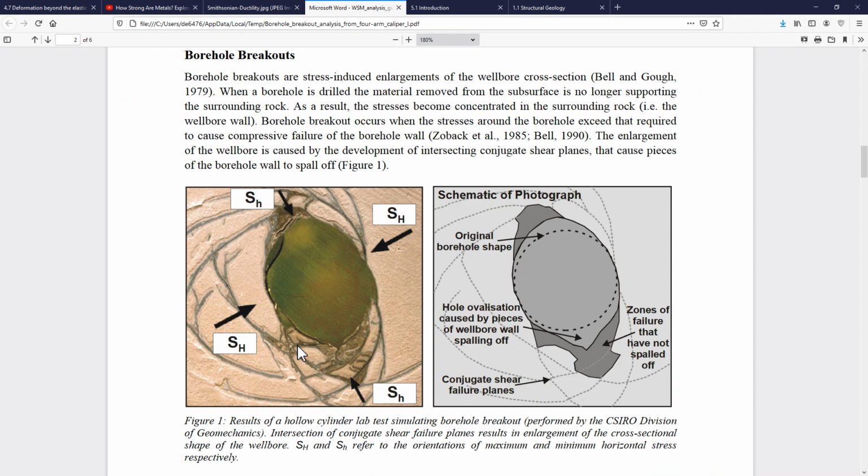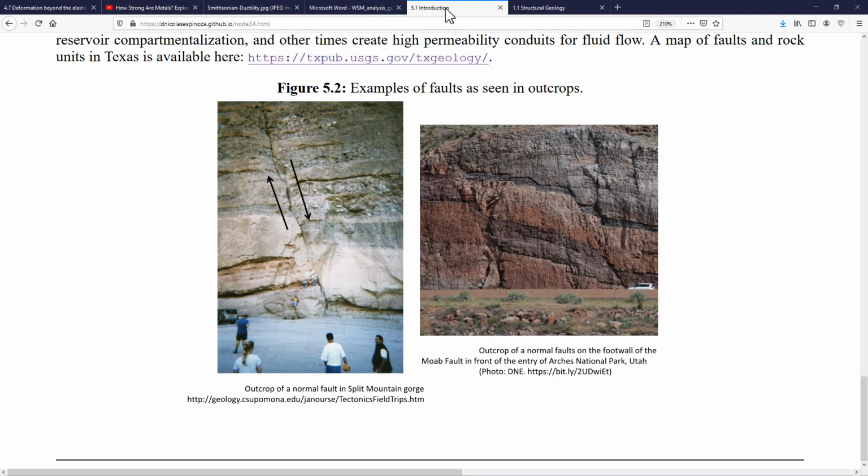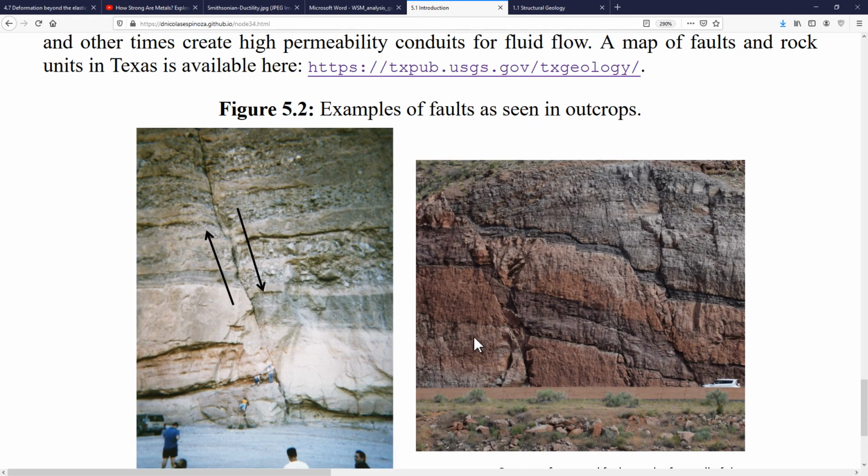Here we have a wellbore that has failed in shear, and you can see that around the wellbore there are many shear fractures in which the rock is experiencing a plastic deformation. Let's see another example over here. This is how we're going to explain the displacement of faults. How did, for example, this piece of rock move relative to that one? We cannot explain that with just simple elasticity.